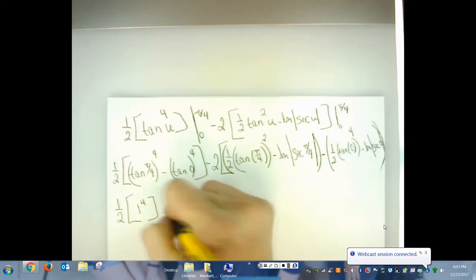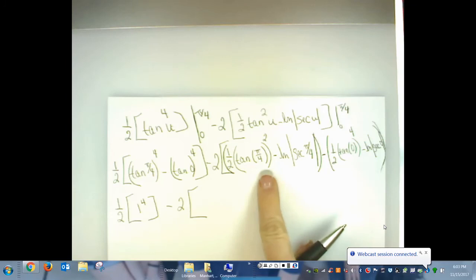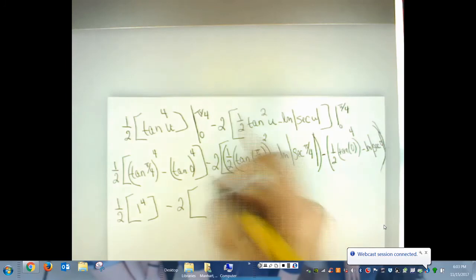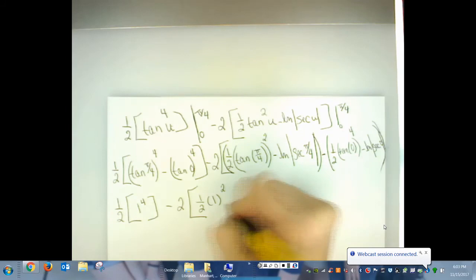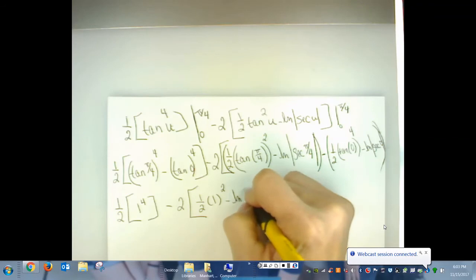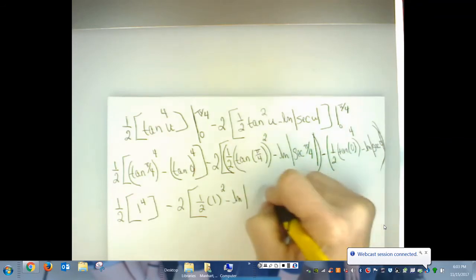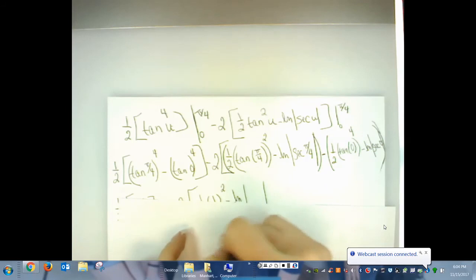Minus 2. Okay, here we go. Tangent of pi over 4 is 1. So this is going to be 1/2 times 1 squared minus the natural log absolute value of secant pi over 4. So secant of pi over 4 is 1 over the cosine of pi over 4. And that's something you could show off to the side. I'll take an extra piece of paper here.